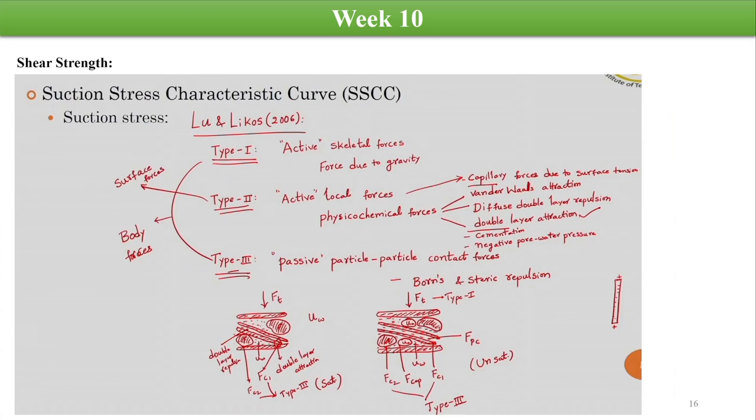Suction stresses are of three types. The first two are active stresses, which come into picture even when the external load is not applied, and the third one is passive stress. The active stresses are forces due to gravity. Then the type 2 are physiochemical forces: capillary forces, van der Waals forces, diffuse double layer repulsion, etc. Cementation and negative pore water pressure are also there, and these are shown in the diagram here.